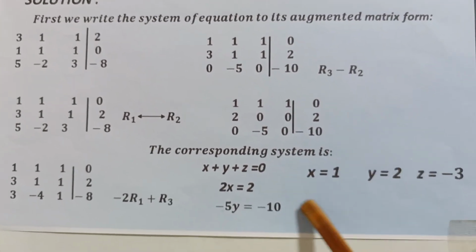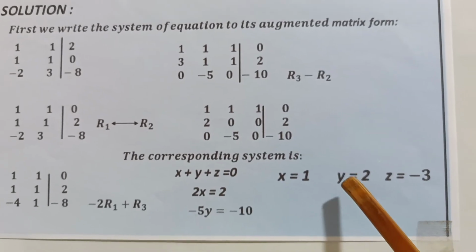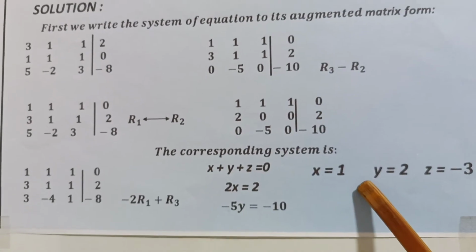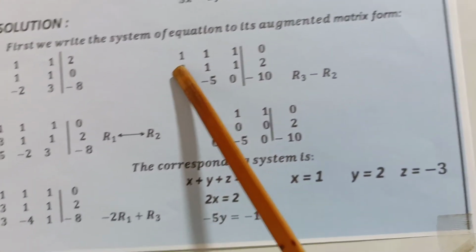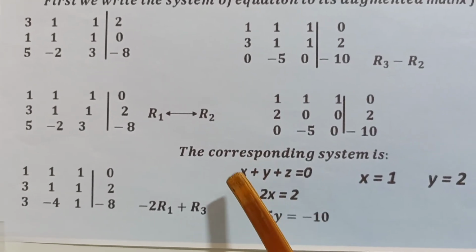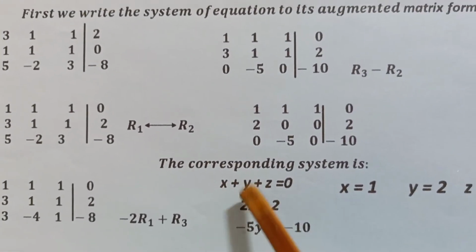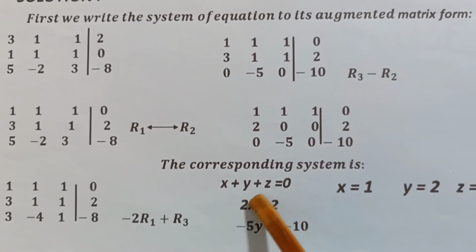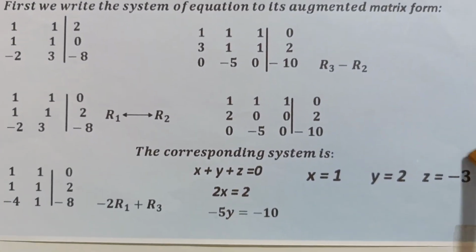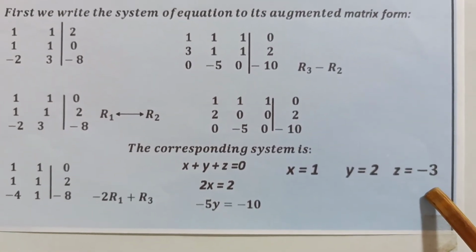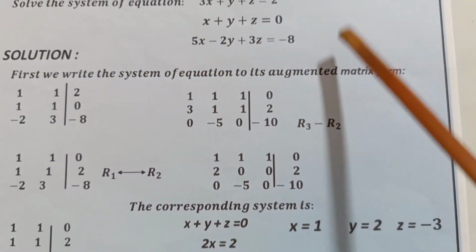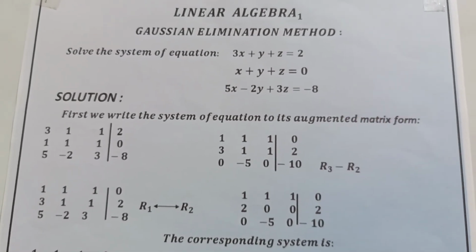Having these two variables solved, x is equal to 1 and y is equal to 2, we just substitute this into equation 1, no? So this one is x plus y plus z is equal to 0, x is equal to 1, and y is equal to 2, we have here positive 3 plus z is equal to 0. Solving for the value of z, we will arrive at z is equal to -3. So that's how we're going to apply the Gaussian elimination method, no? Or the Gauss's elimination method.